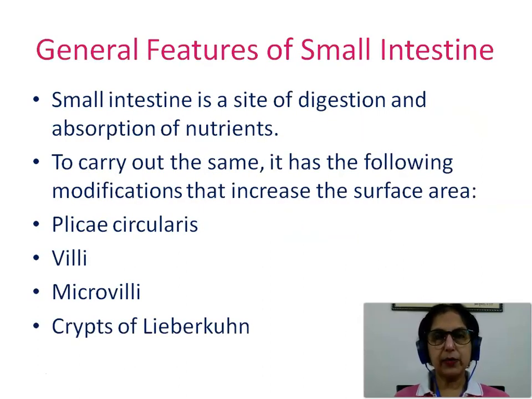Now let us see the general features of small intestine. Small intestine is a site of digestion and absorption of nutrients. To carry out the same, it has a few modifications that increase the surface area of absorption, and these are plica circularis, villi, microvilli and crypts of Lieberkühn. We had discussed all these four in detail in the video on general features of the gastrointestinal tract. We will still see a few details of each now.